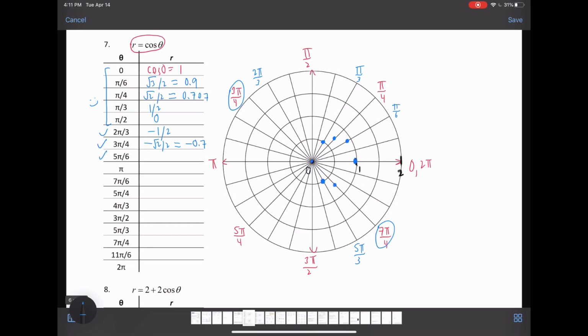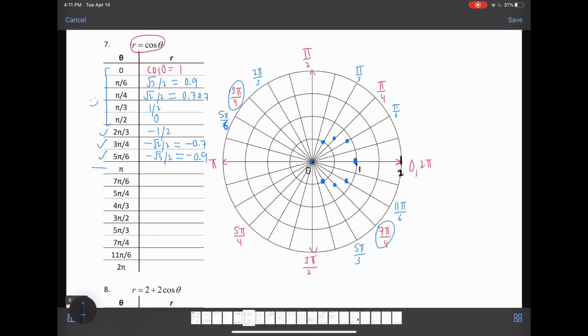How about 5 pi over 6? Cosine of 5 pi over 6 should be this exact value, which rounded would be negative 0.9. So 5 pi over 6 is here. A negative radius causes me to flip-flop over to 11 pi over 6, and we're coming out 0.9. And pun intended, I've come full circle back around to 1.